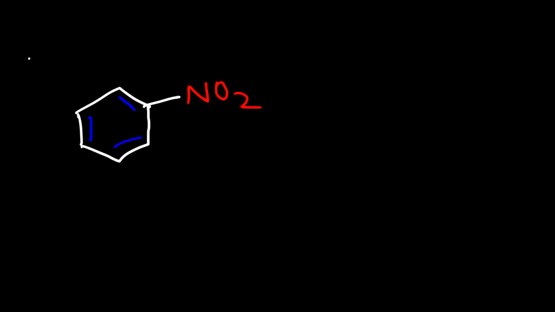In this video, we're going to focus on naming benzene derivatives. So let's start with the monosubstituted benzene derivatives. So how can we name this molecule? Let's say we have a benzene ring with an NO2 group attached to it. What's the name of this molecule? The NO2 group is called nitro. And so combined, this is called nitrobenzene.